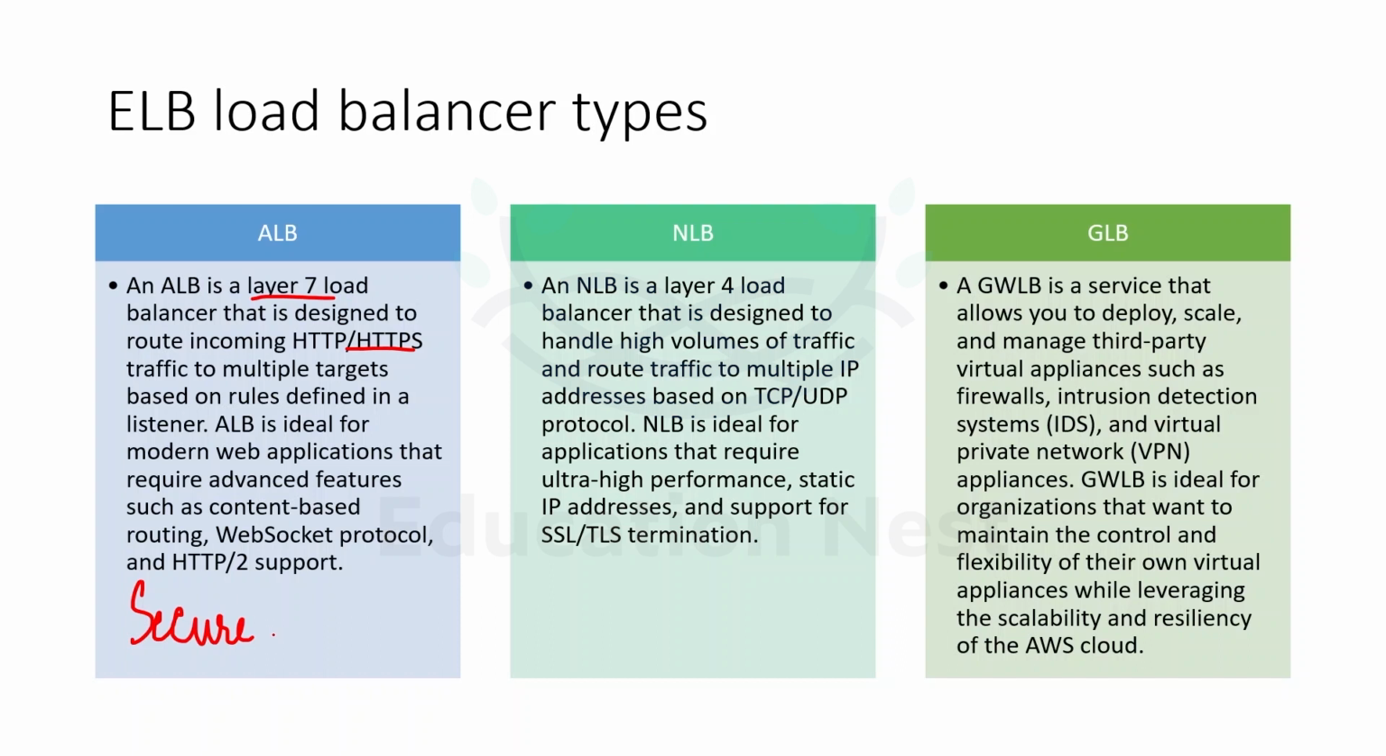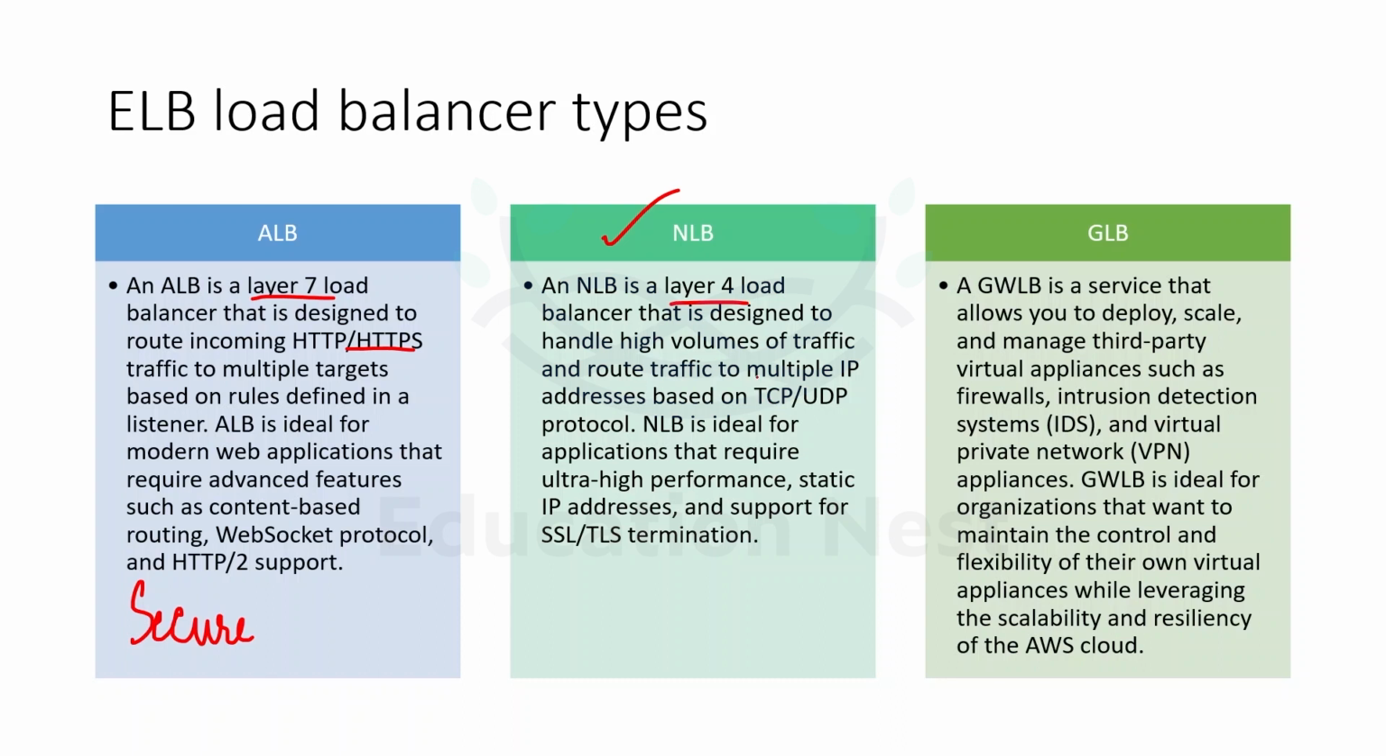The next type of load balancer that we have is the network load balancer. When we talk about network load balancer, it works on the network layer, that is layer 4 of the OSI model, and it is designed to handle high volumes of traffic, and it can route the traffic to multiple IP addresses based on the TCP and UDP protocols. So the protocol for ALB was HTTP and HTTPS. For NLB it would be TCP and UDP because we are changing the OSI level.